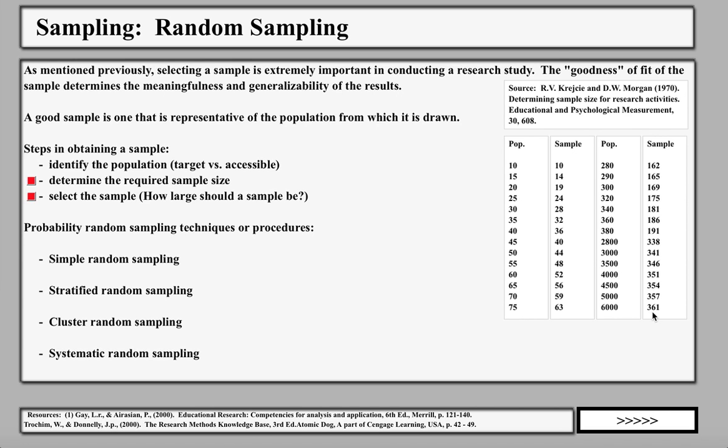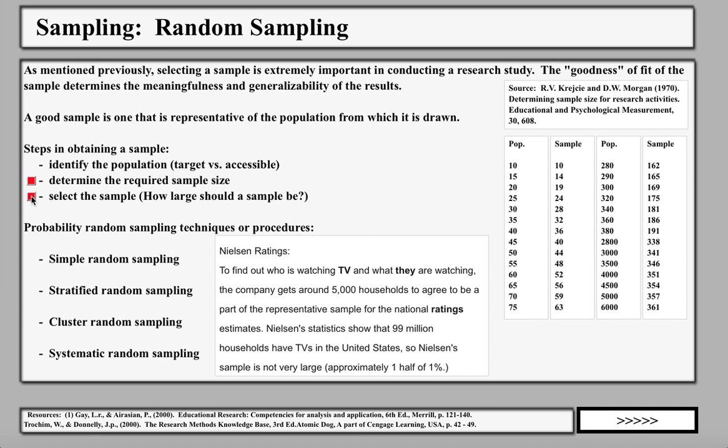So you can see as you get up into the larger numbers, the larger the population, the smaller the sample is relative to the population. When the population size is very small, you're sampling almost the entire population. As the population size gets larger and larger, you're sampling less and less. And in selecting a sample size, again, it's not the size of the sample, it's how representative the sample is.